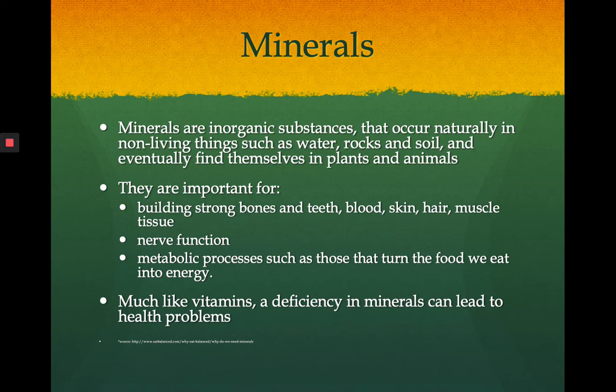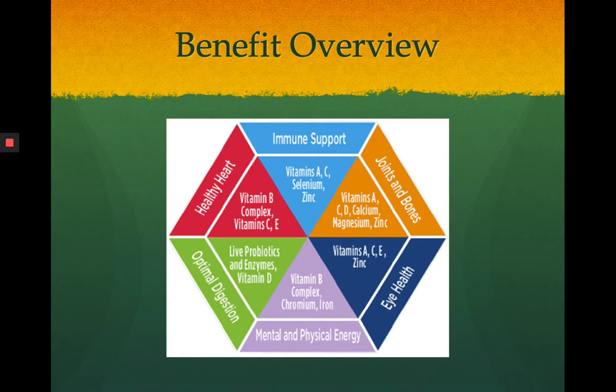So if you don't get enough of that mineral, like for example calcium, you may find yourself having issues with regards to your bone health, especially as you get older. So just a little overview, you can see that all of these vitamins and minerals affect different elements of our health: our heart, our immune system, joints and bones, eye health, energy levels, digestion.